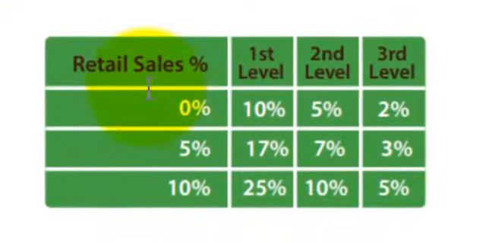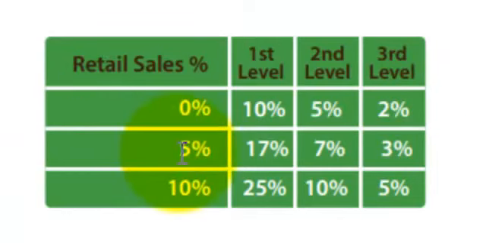Here's a very simple graph that shows retail sales percentage. Retail sales percentage is based on sales to customers that are not affiliates or associates, just people that are purchasing and using products. On your first level, you have a 10% commission. On your second level, a 5% commission. And on your third level, a 2% commission on product sales to affiliates and associates.